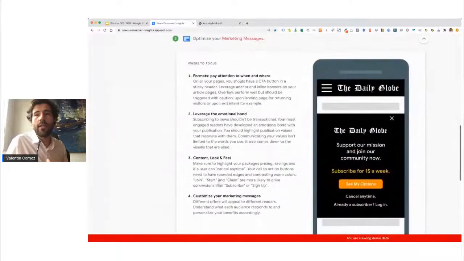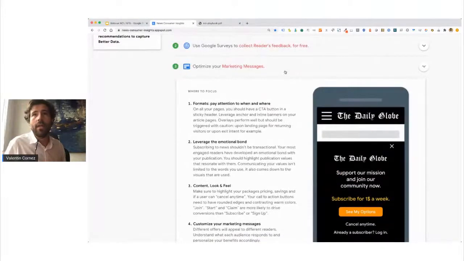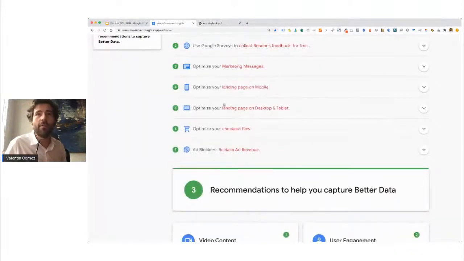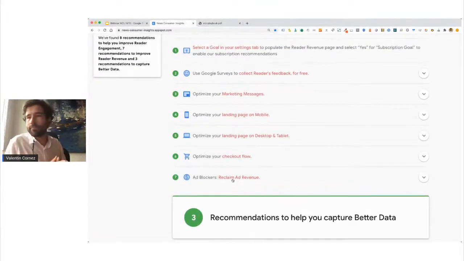So just by clicking here, you will see once again those best practices to optimize your marketing messages on your site. And you will have similar types of recommendations for the subscription landing page, for the checkout flow, and even for the ad revenue piece.